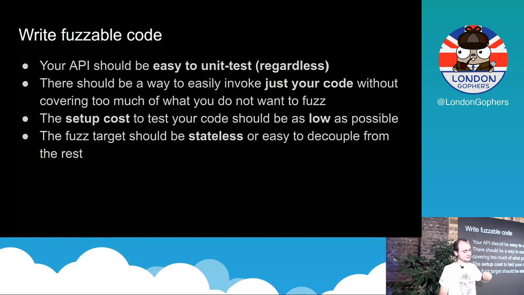To support fuzzing, you should write fuzzable code. Fuzzable code is usually easy to unit test, and if you write code that is hard to unit test, there should always be a way to execute just your code. If you try to fuzz too much, you're going to incur some problems, and if setting up your fuzzing environment, like your test environment, takes too long, your fuzzing is going to be ineffective.